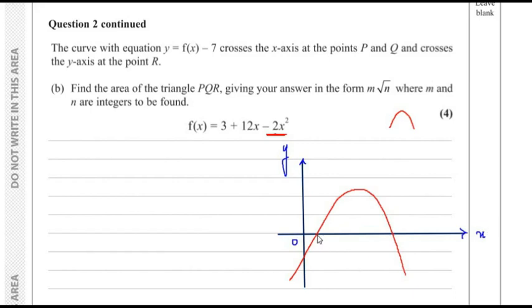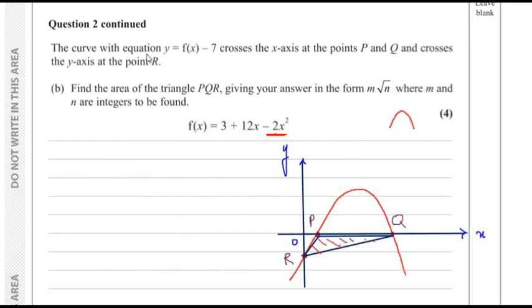So let me take this as point P and this as point Q, and crosses the y-axis at point R. So it will be somewhere around here. Find the area of the triangle PQR. So they want us to form a triangle out of these given coordinates. So this is what we need to find. We have to find out the area of this triangle.